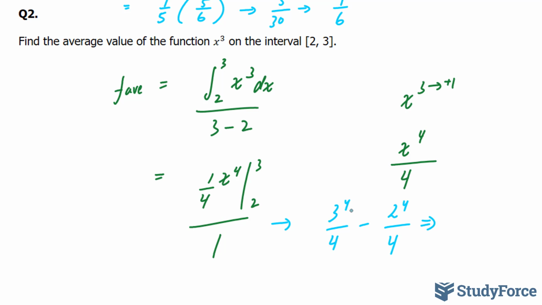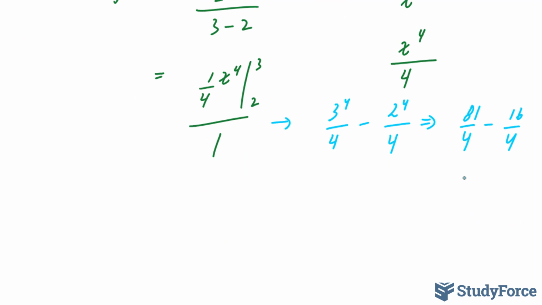What does this give us? This part becomes 3 times 3 times 3 times 3, which is 81. 81 over 4. And this part becomes 16 over 4. Since the denominators are the same, 81 minus 16 is 65 over 4. And this right there represents the average of this function.